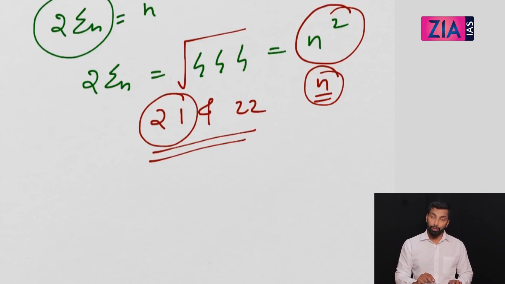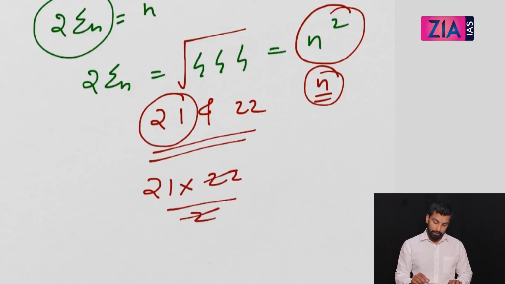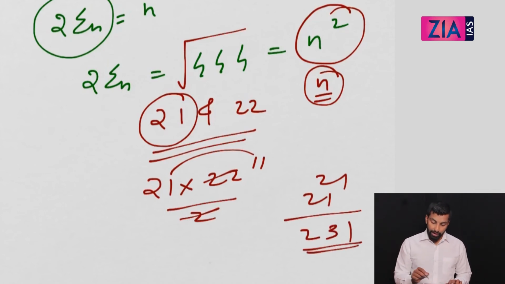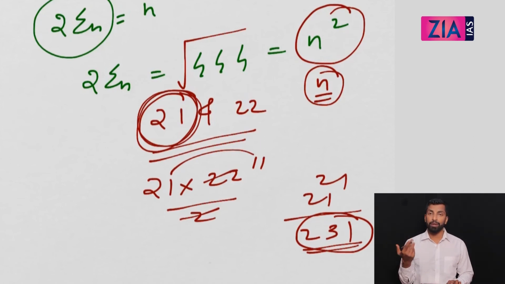So what is your actual sigma n? 21 into 22 divided by 2. So this is 11, and 21 into 11 is nothing but 231. So here the problem is, when you are taking 21 as the number of pages, we already know that is 20, so I am not touching that. When you are taking 21 as the number of pages, you are actually getting sigma n as 231. That is contradictory, because the original sigma n is 231 if the page numbers are 21.